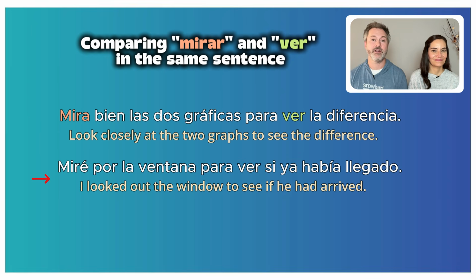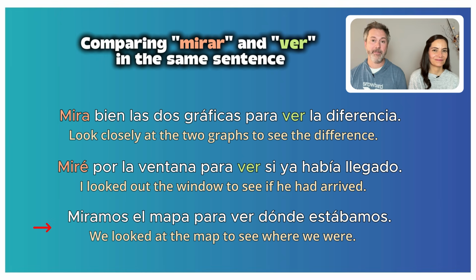I looked out the window to see if he had arrived. Miré por la ventana para ver si ya había llegado. So I looked out the window intentionally. I was paying attention in order to see with my eyes if he had arrived. So we use ver. We looked at the map to see where we were. Miramos el mapa para ver dónde estábamos. So here we use mirar because we're looking intentionally, paying attention to the map in order to see where we are.